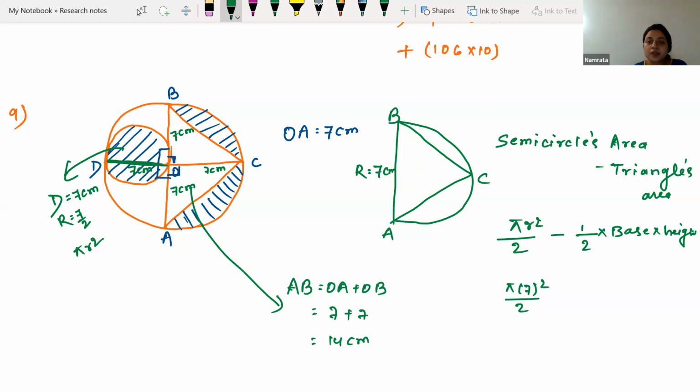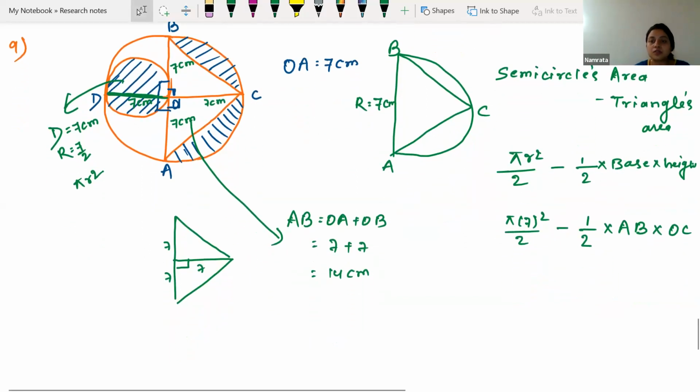Yes, ma'am. So I am going to write 1/2. Our base is AB. Our height is OC. Is it clear? Why am I taking height as OC? Because the condition is given that both the diameters are perpendicular to each other. So it is dropping like a perpendicular, like this one. So we can take that as an altitude in our triangle, right? Yes, ma'am. This is 7, this is 7, altitude is 7.